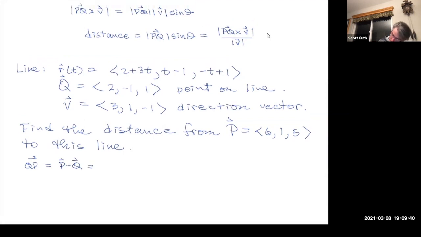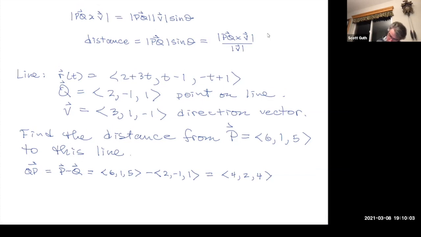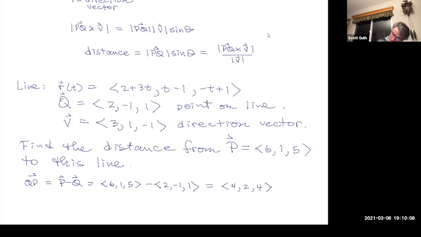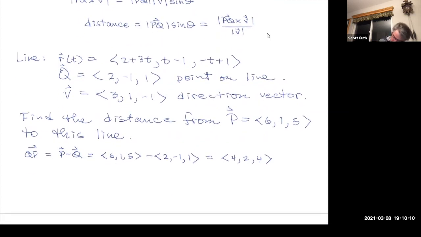Okay, so here we got it. It's 6, 1, 5 minus Q, which was 2, -1, 1. So that's easy. So we're going to get 4, 1 + 1 = 2, right? 4, 2, 4. Okay, and then we have to do PQ cross V. All right, so here goes PQ cross V.